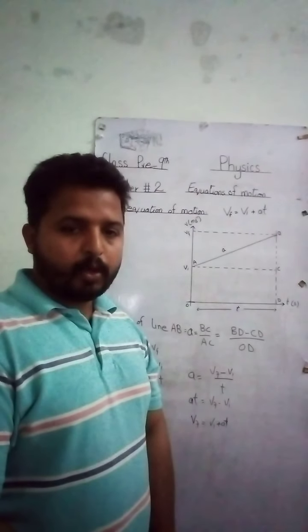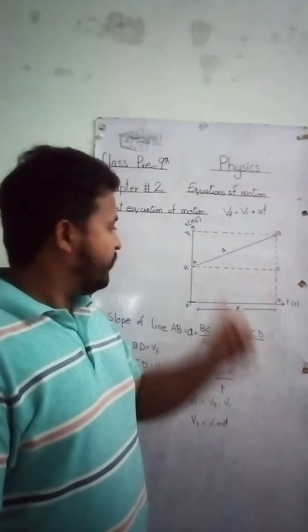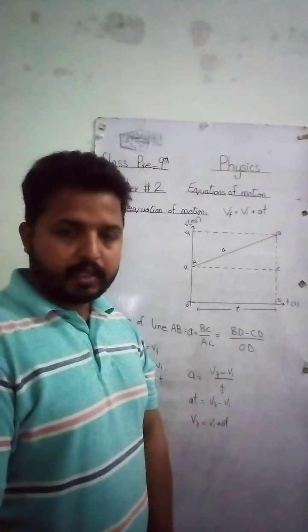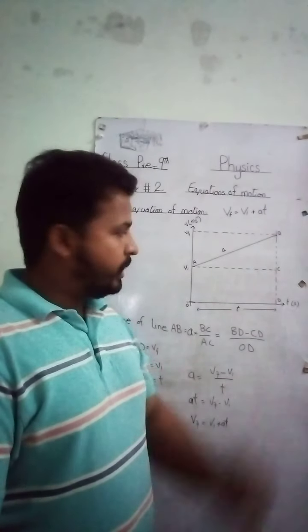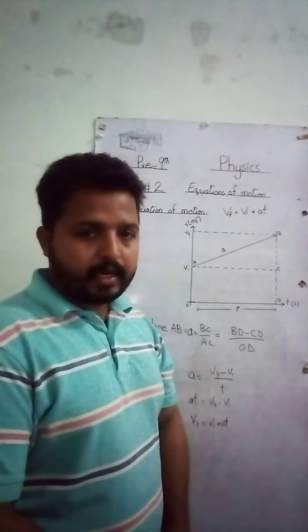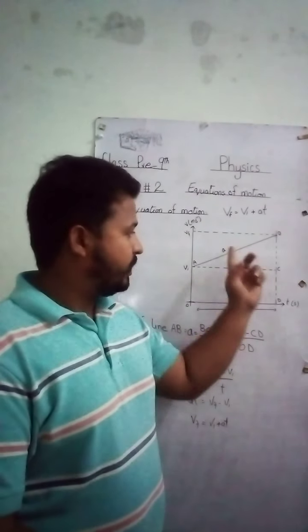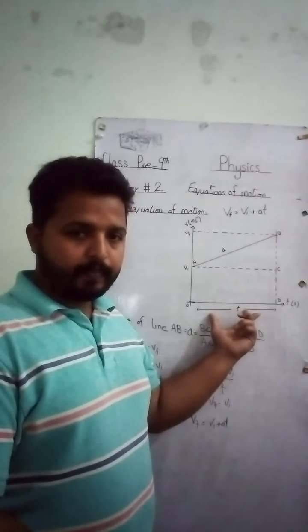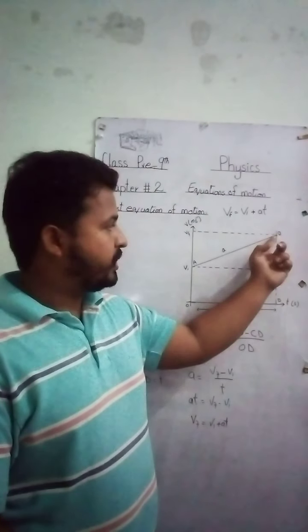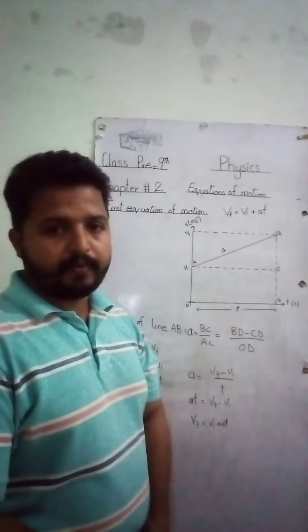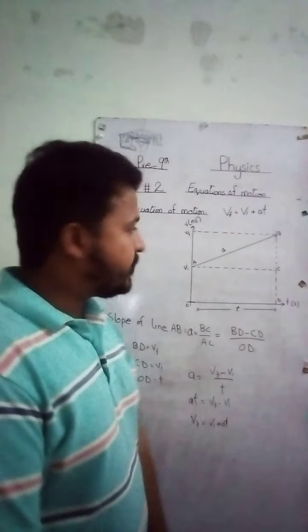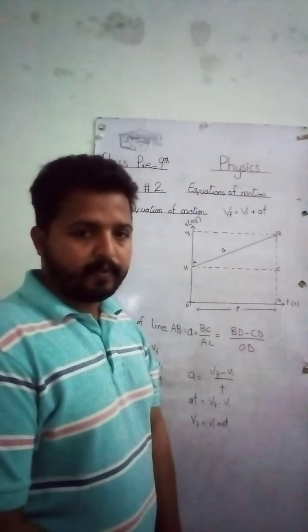Students, let a body be moving with initial velocity Vi in a straight line with uniform acceleration A. After time t, its velocity becomes Vf, so its final velocity is Vf.